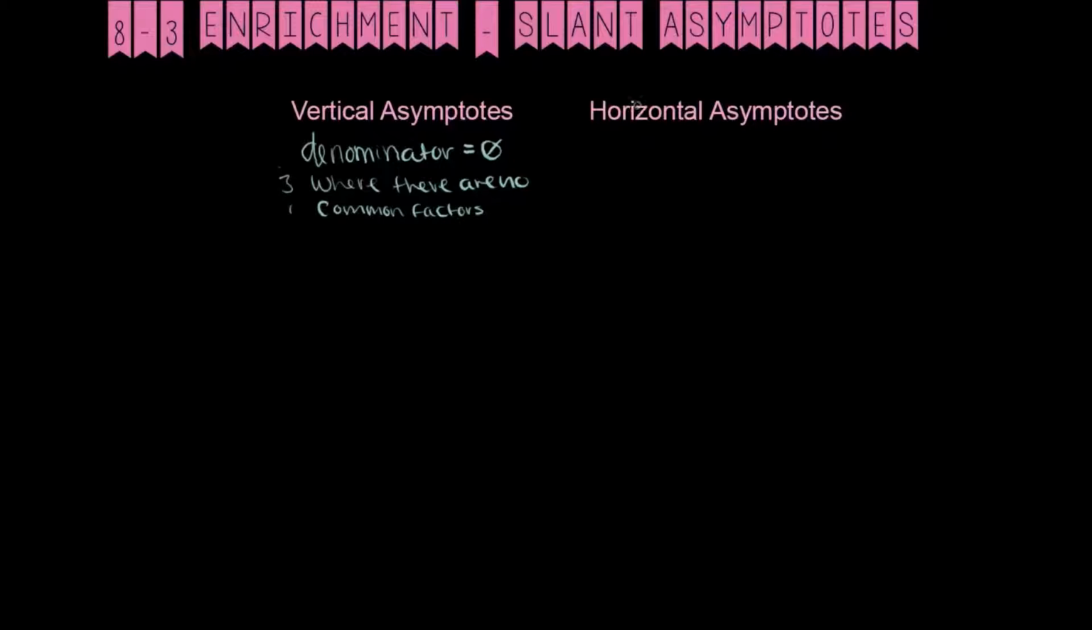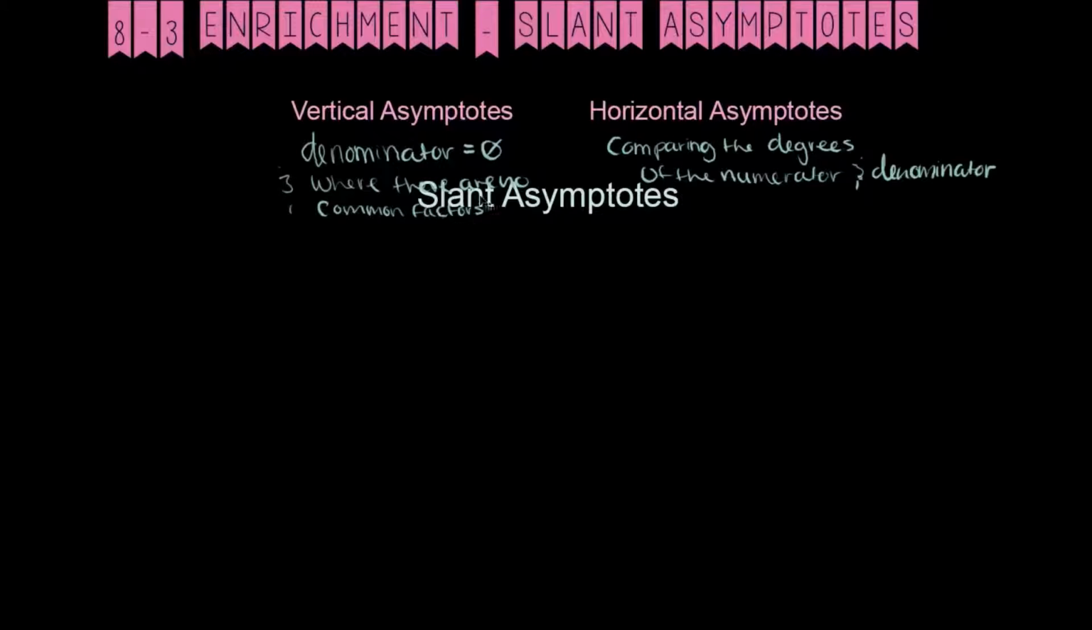Horizontal asymptotes come from comparing the degrees of the numerator and denominator. So you guys already know how to find vertical asymptotes and horizontal asymptotes. What I am going to be showing you today is how to find slant asymptotes. Slant asymptotes are more similar to horizontal asymptotes than they are to vertical asymptotes.